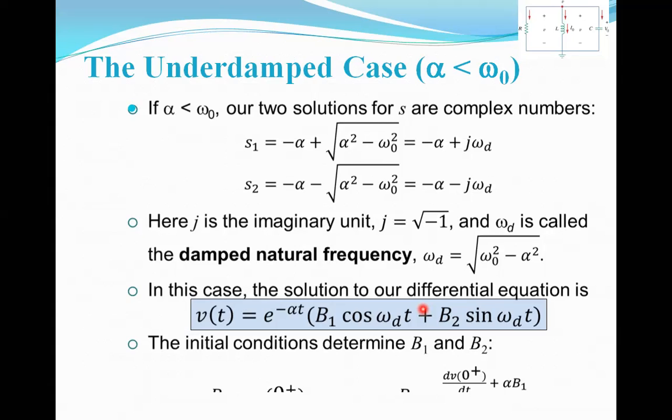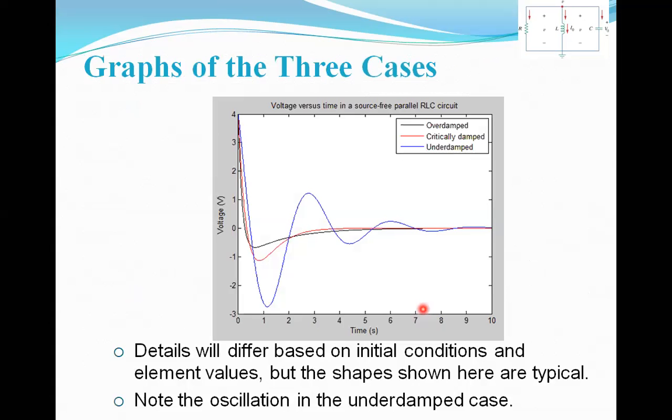In this case, the solution to our differential equation will be v(t) equal to exponential of minus alpha t into B1 cos omega d t plus B2 sin omega d t. This is a graphical representation of the three cases. Details will differ based on initial conditions and element values, but the shapes shown here are typical. Note the oscillations in the underdamped case.